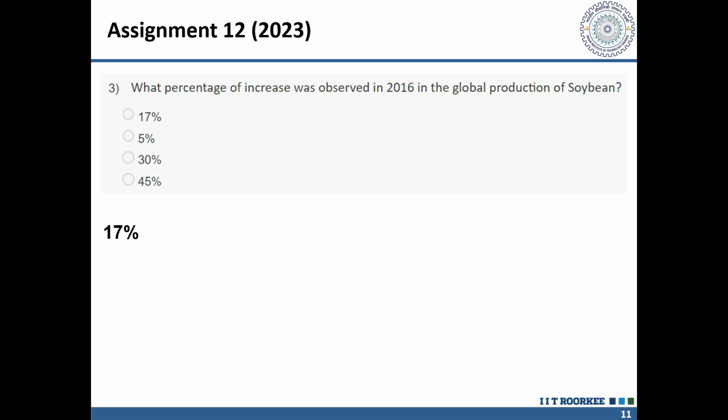Now, moving on to the next question. What percentage of increase was observed in 2016 in the global production of soybean? Soybean is mostly produced by the USA, and they have developed very advanced genetics of soybean, which has a very high yield and growth rate, which we saw particularly in 2016. In 2016, there was a 17% increase in soybean.